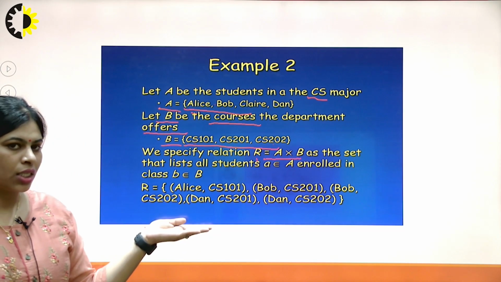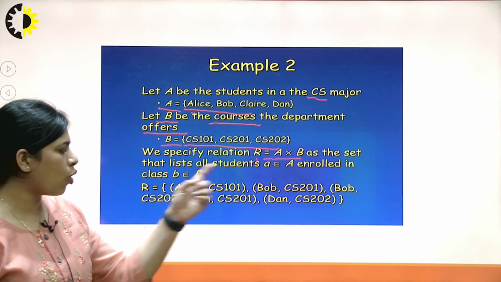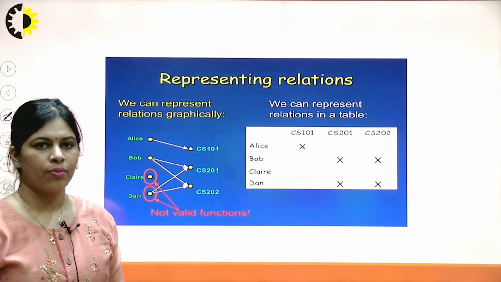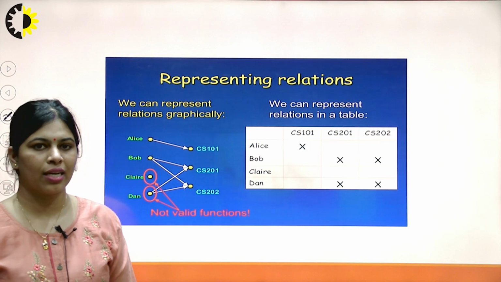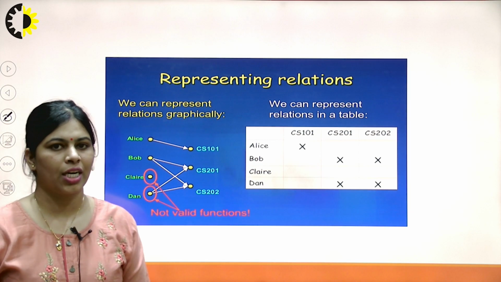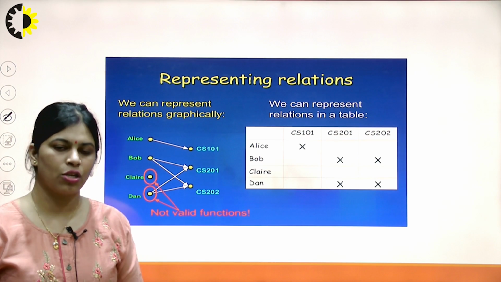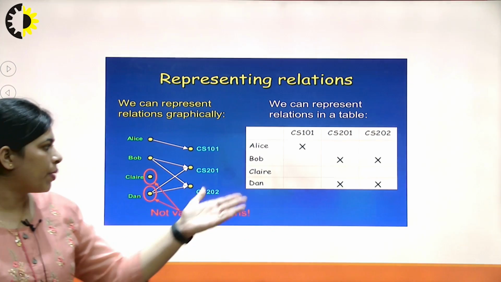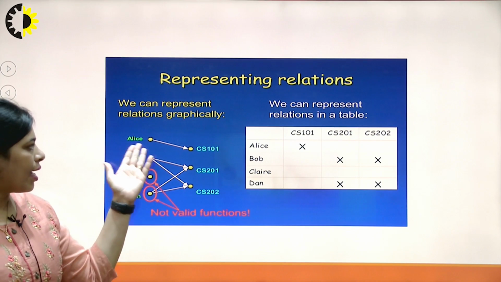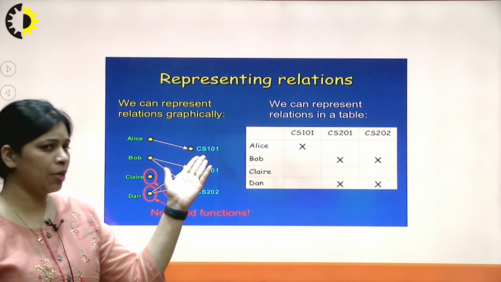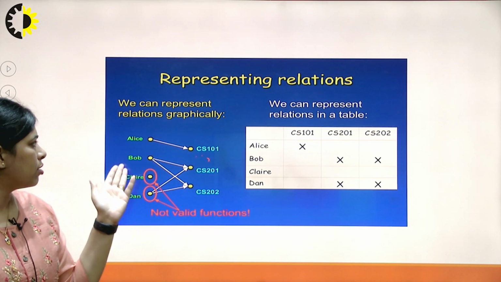Like you have seen in this relation, Alice is related to so many parts. So here is representing the relations. We can represent relations graphically, and we can also represent a relation in a table. So in the graph, Alice is making an ordered pair with an element of set B.